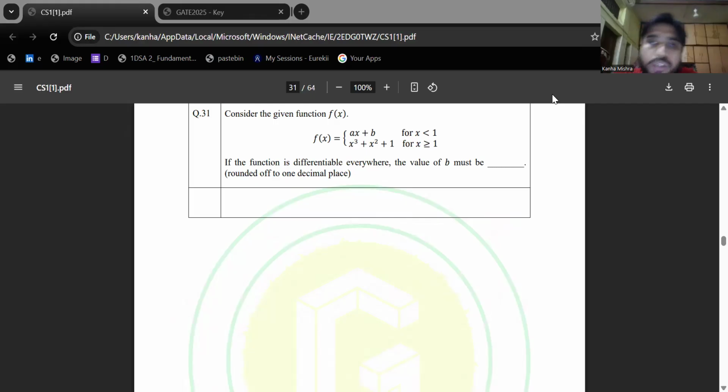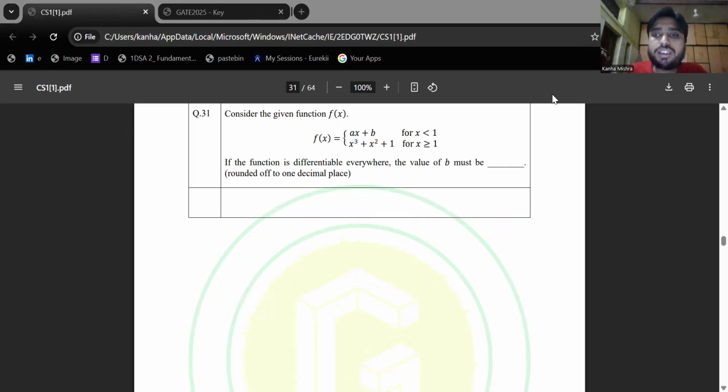Hello everyone, let's solve question 31 of GATE CS1 paper 2025. Consider the following function f(x), where f(x) is equal to ax plus b for x less than 1, and x cube plus x square plus 1 for x greater than or equal to 1. If the function is differentiable everywhere, the value of b must be dash, rounded off to 1 decimal place.